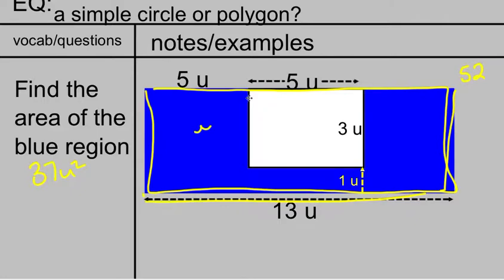And then I cut out. I used my scissors and I cut this hole out. In order to cut out, in this case, I'm going to subtract, not add. And I'm going to subtract 5 by 3, which is 15. So that would give me 37. So that would be another way to solve this problem.